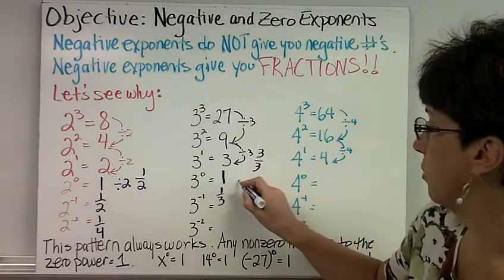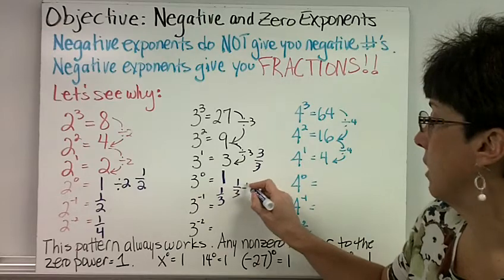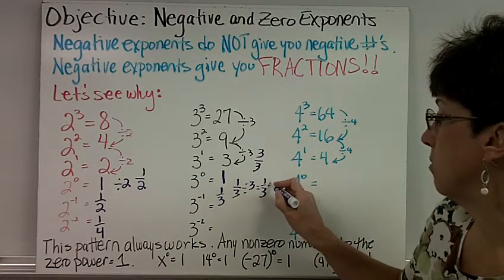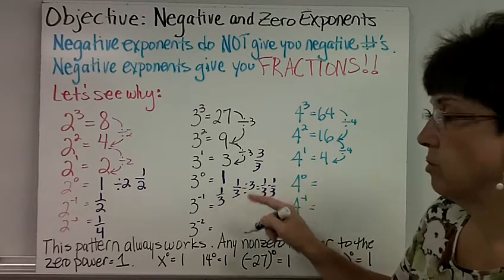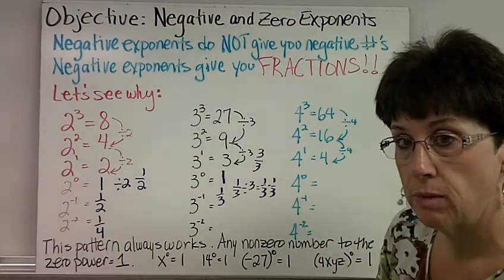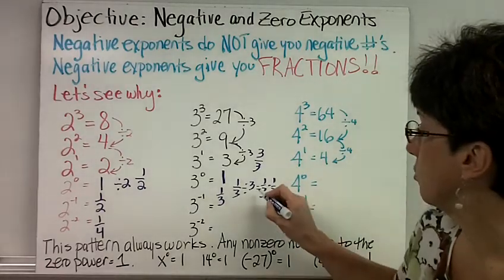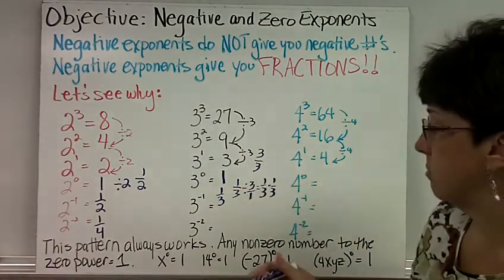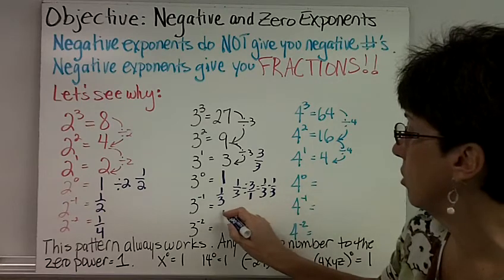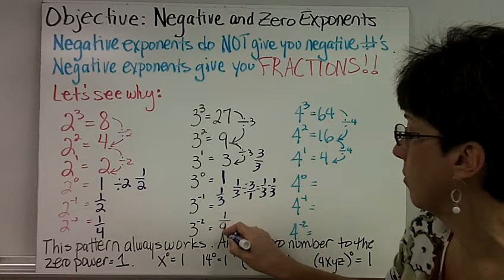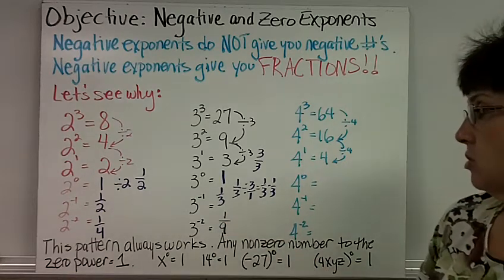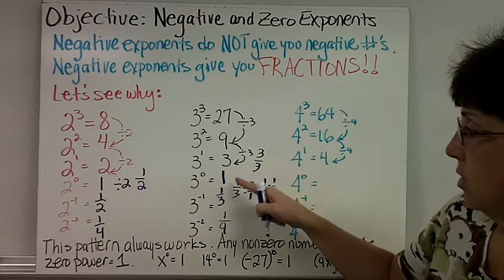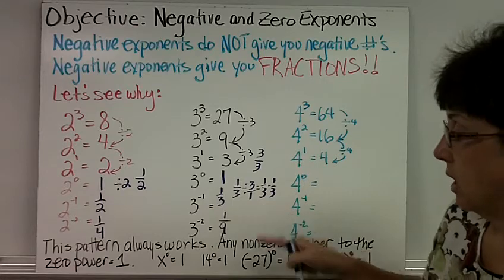1/3 divided by 3, I'm going to write that out for you. 1/3 divided by 3 is the same as 1/3 times 1/3. Because remember, when we divide with fractions, we multiply by the reciprocal, and the reciprocal of a whole number, 3 over 1, is the number flipped upside down. So 1/3 times 1/3 is 1/9. See how we keep dividing by 3: 27, 9, 3, 1, 1/3, 1/9.